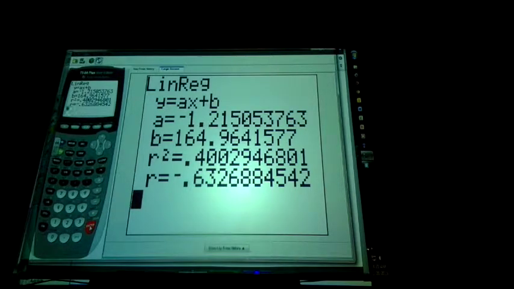And then we have r squared and we have r. Now remember, those are the diagnostics to this. R stands for how well our data is going to fit. The a, which is the slope of our line, and the r need to be the same sign. So they both have to be negative. So this is going to work out.